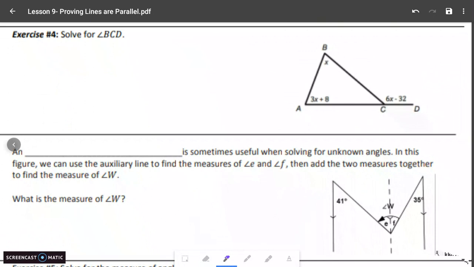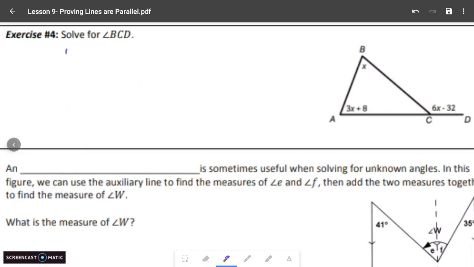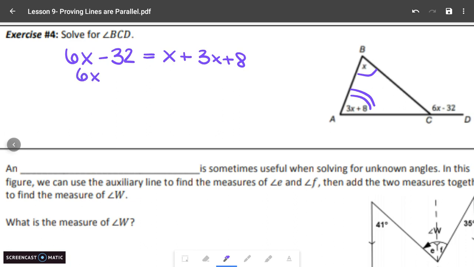So what this means now is the exterior angle, so outside of the triangle, 6x minus 32, is equal to the two that are not adjacent to these two angles. So x plus 3x plus 8. And once we know that, it's just a matter of solving algebraically. So 6x minus 32 equal to 4x plus 8.